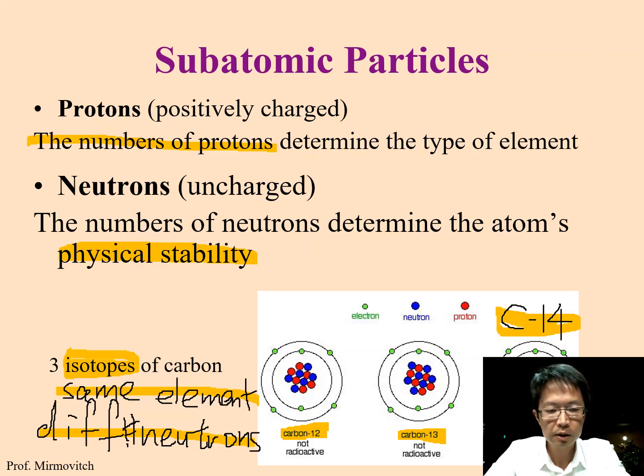Then what do we mean the number of neutrons determines the physical stability? It turns out that carbon 12 and carbon 13 are not radioactive. But carbon 14 is radioactive. So in other words, carbon 14 has 1 or 2 more neutrons, and that makes it radioactive. So it makes it less stable than carbon 12 and carbon 13. So this is what we mean. The number of neutrons determines the atom's physical stability.